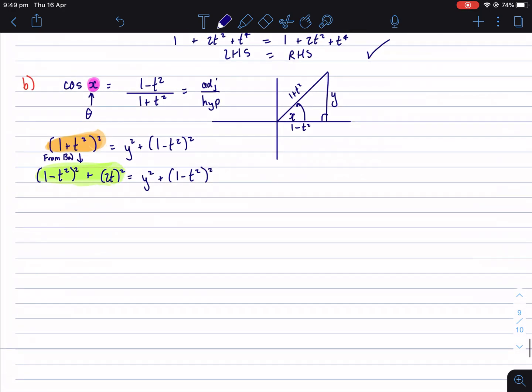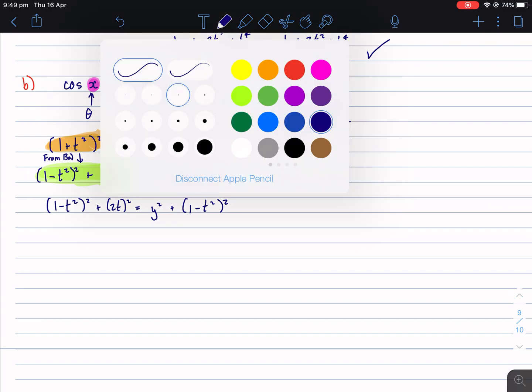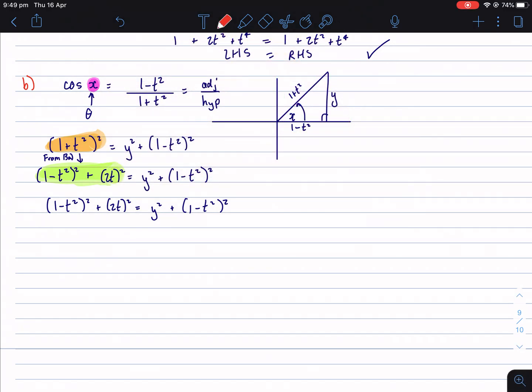I'm going to rewrite that and I'm going to start colour coding some stuff. So all I'm doing is rewriting 1 take t squared, all squared, plus 2t squared equals y squared plus 1 minus t squared, all squared. We can get rid of anything that shows up on either side, i.e. that and that, because they're both added, which means 2t squared equals y squared, which means 2t equals y.